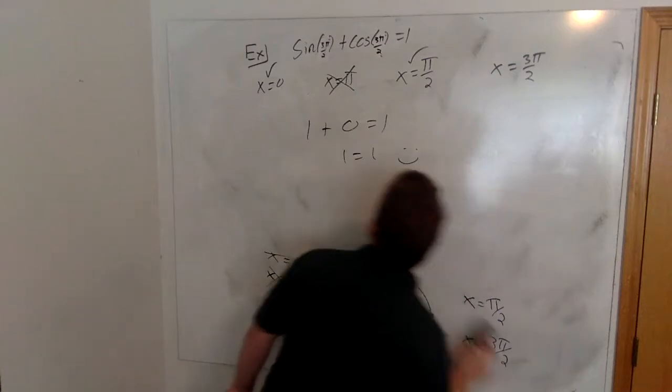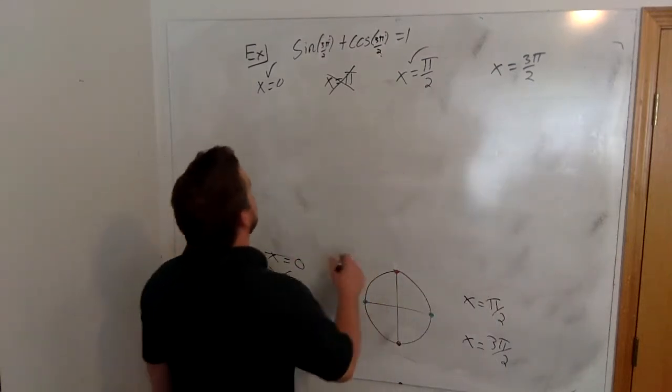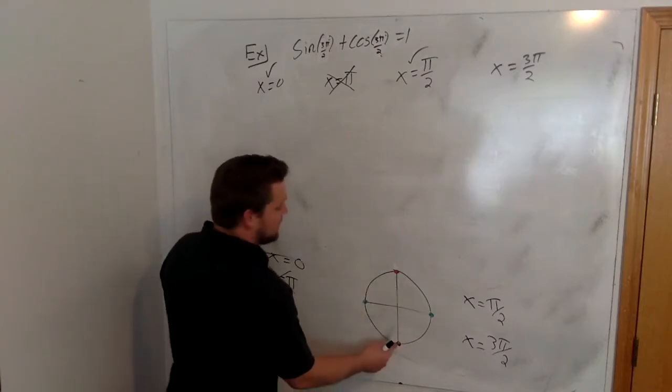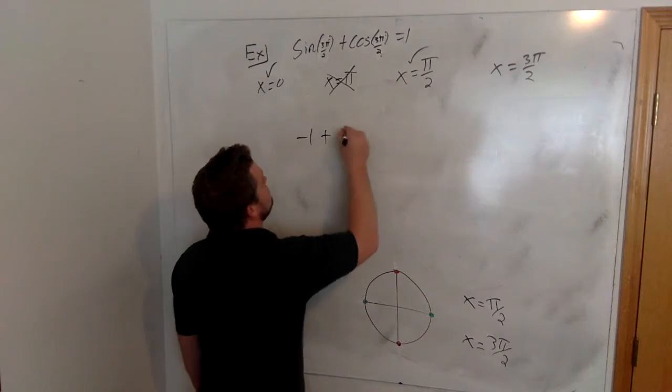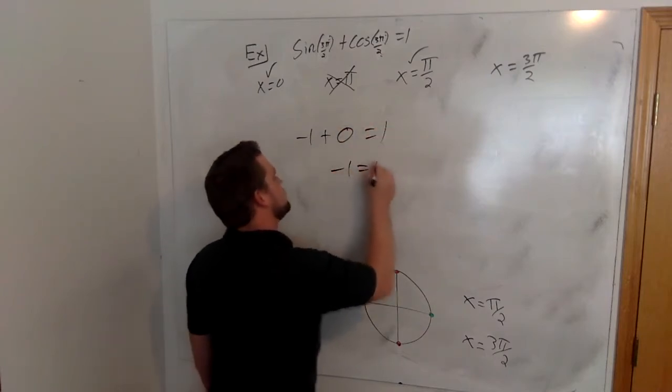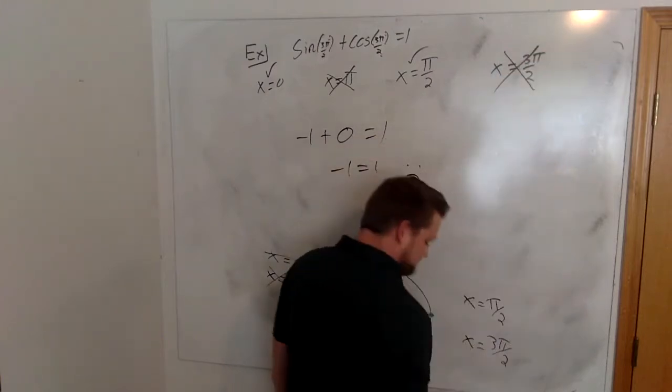Okay, what will we get? Let's see, what is sine of 3 pi over 2? Sine of 3 pi over 2 will be -1. Cosine of 3 pi over 2 will be 0. So we get -1 equals 1. Frowny face, that's no good.